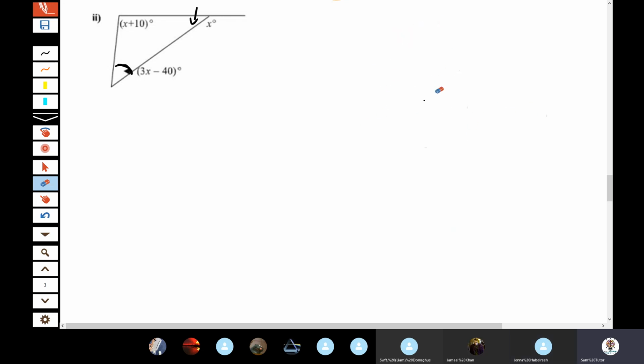So I'm going to continue now. You said 180 take away x plus 10 and then take away 3x, take away 40. So in other words, 180 take away x plus 10 plus 3x take away 40. So I would have added up the two angles and then subtracted. You okay with that? Yeah.